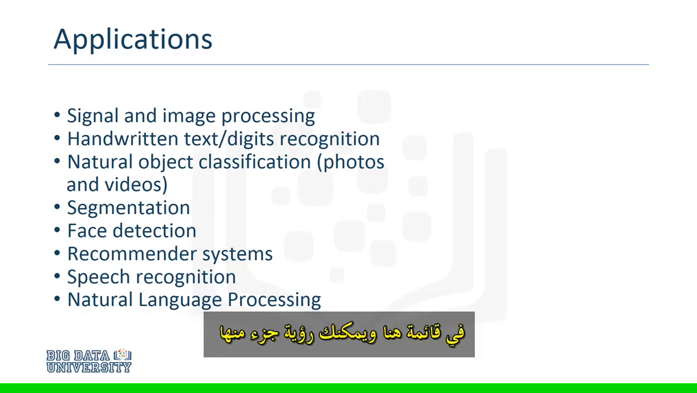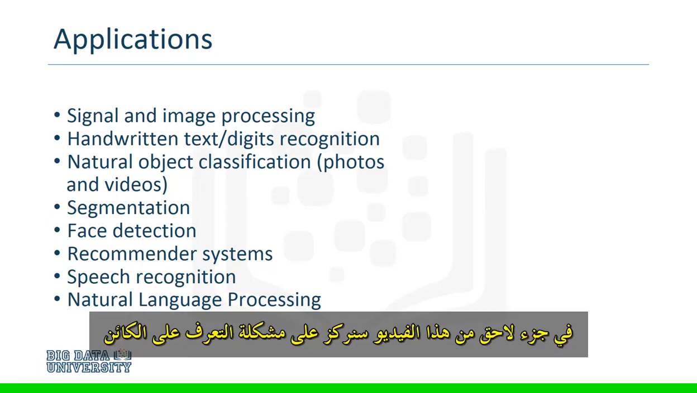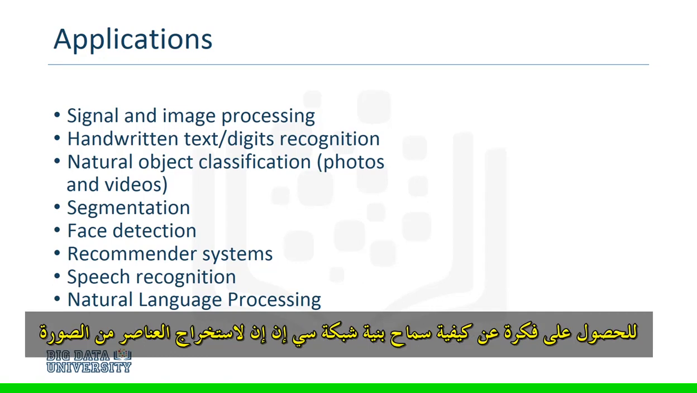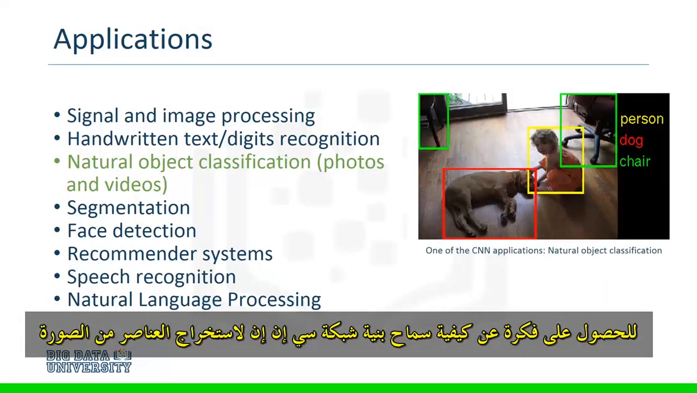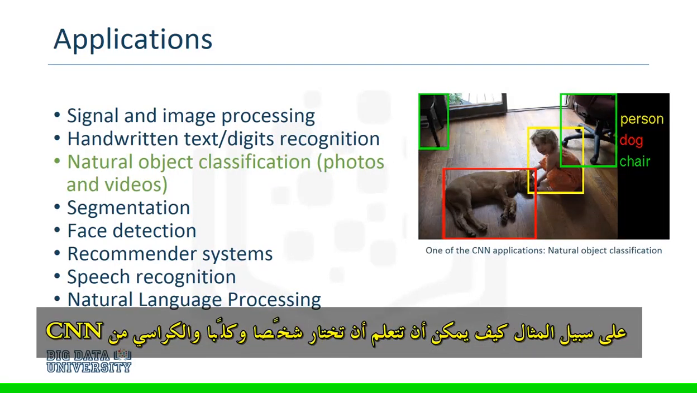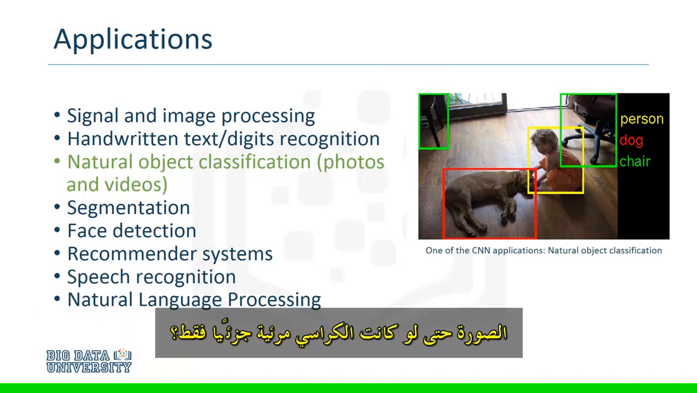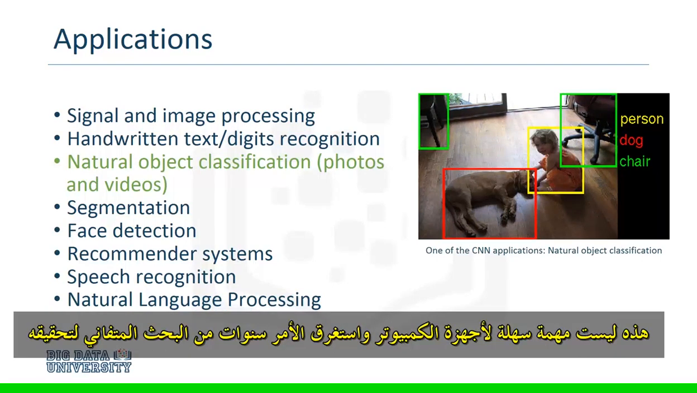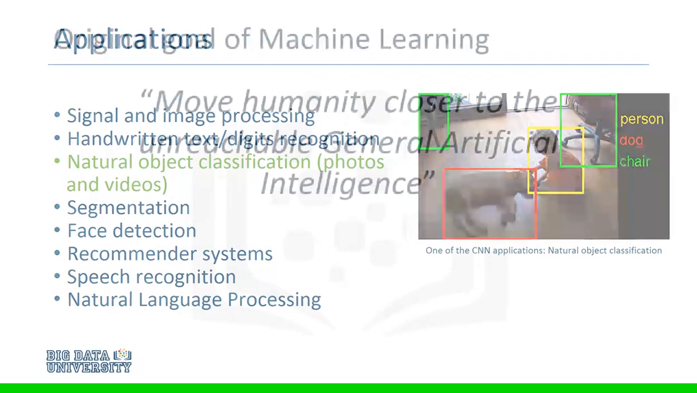In a later part of this video, we're going to focus on the object recognition problem to get an idea of how a CNN structure allows it to extract the elements from an image. So for example, how could a CNN learn to pick out a person, a dog, and the chairs from an image, even if the chairs are only partially visible? This is not an easy task for computers, and it took years of dedicated research to achieve this.